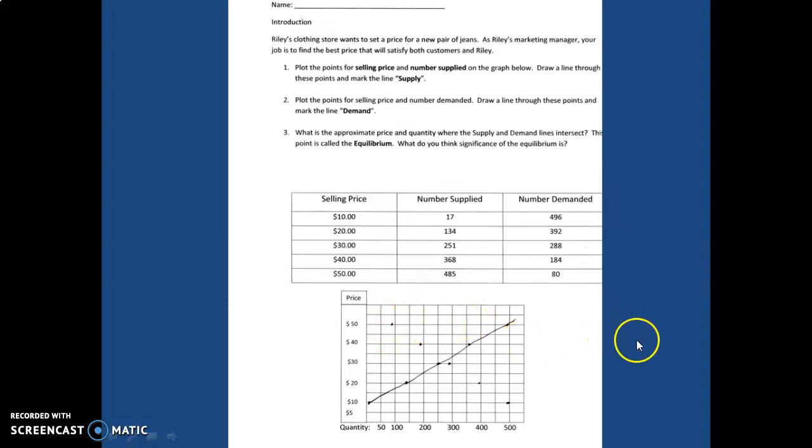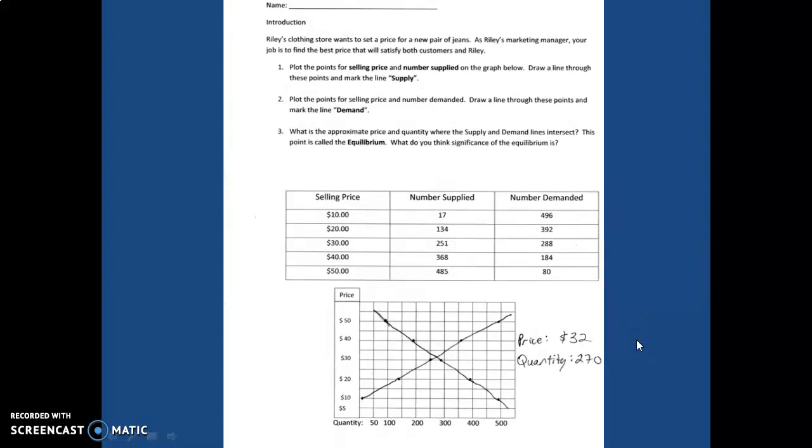Okay, so once you've plotted the dots, then you will connect them like that, and now we have a demand line for jeans at Riley's Store. And we have to do a little bit of estimation here, but I would say that we have an equilibrium price for jeans of about $32 and a quantity at that price of about 270.